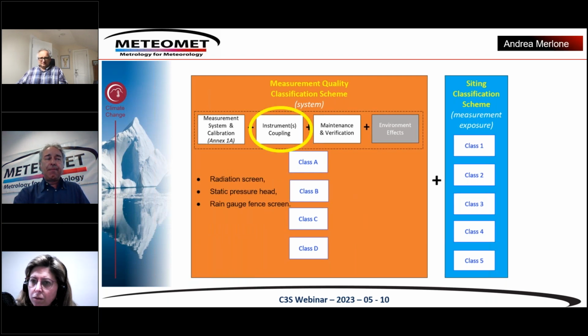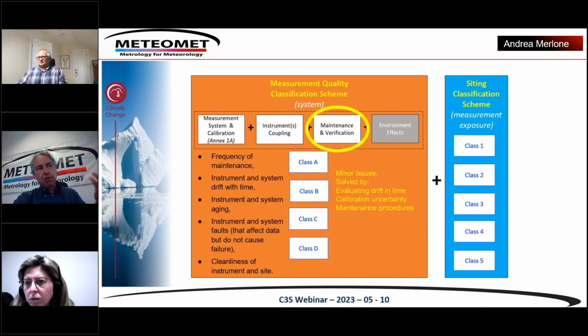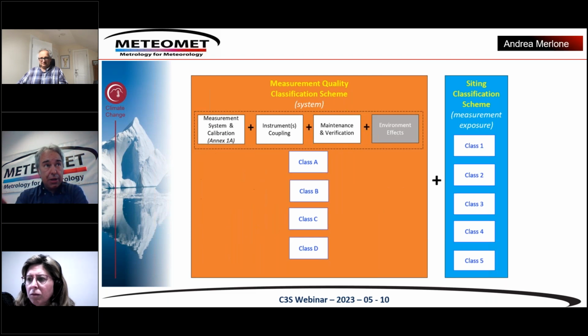The coupling, this is a little bit of an issue. Radiation screen, even for other quantities, there is a problem in how well they protect from the radiation and so on. But they can be solved with technology improvement. Maintenance and verification, okay, let's prescribe shorter times, and unfortunately a little bit of a cost, but it is worth it to improve the maintenance and the recalibration.